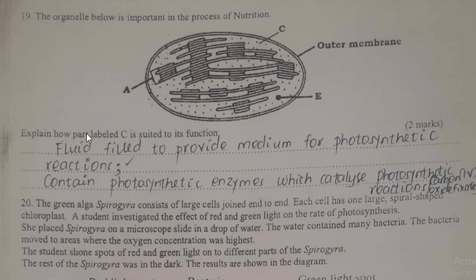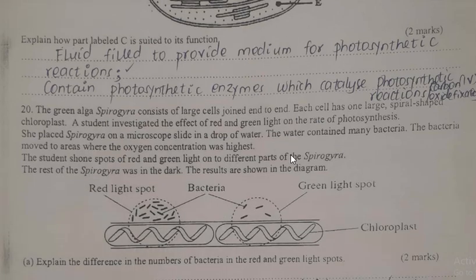The stroma is fluid filled to provide a medium for photosynthetic reactions. Remember, the dark stage occurs in the stroma, which contains photosynthetic enzymes that catalyze photosynthetic reactions or carbon dioxide fixation.